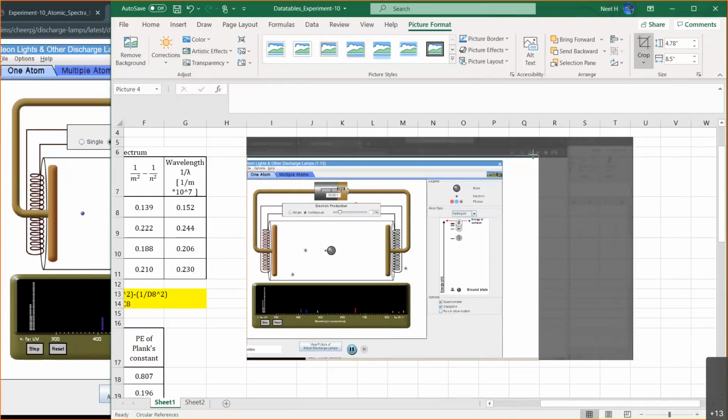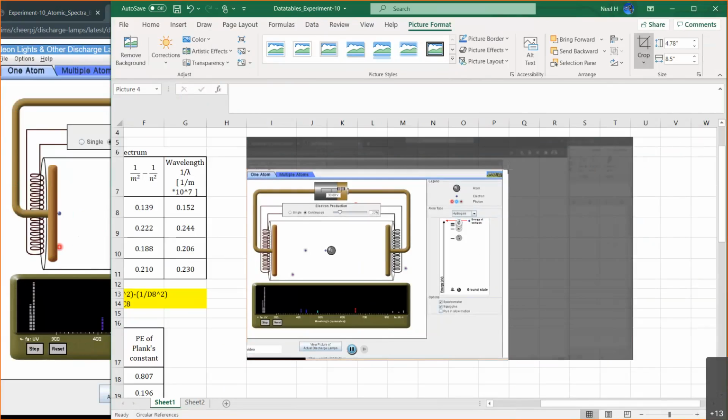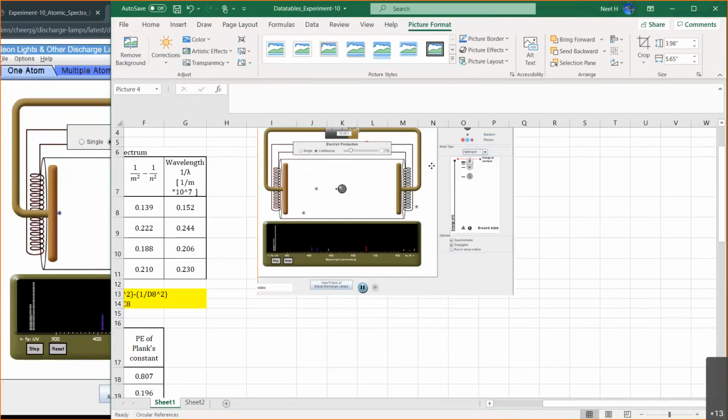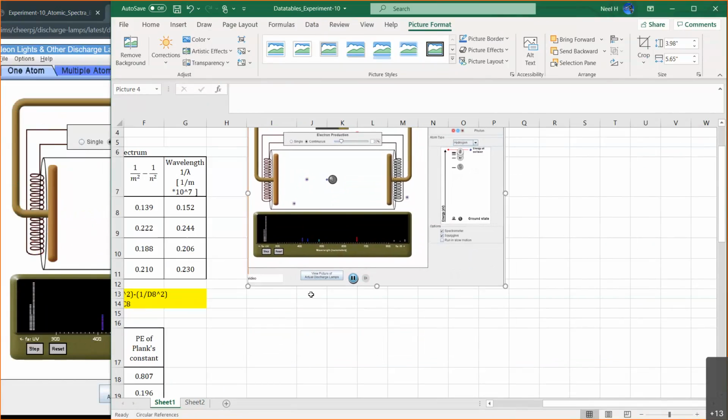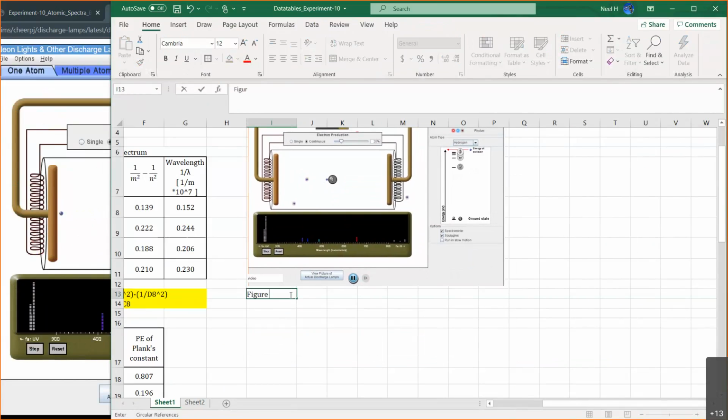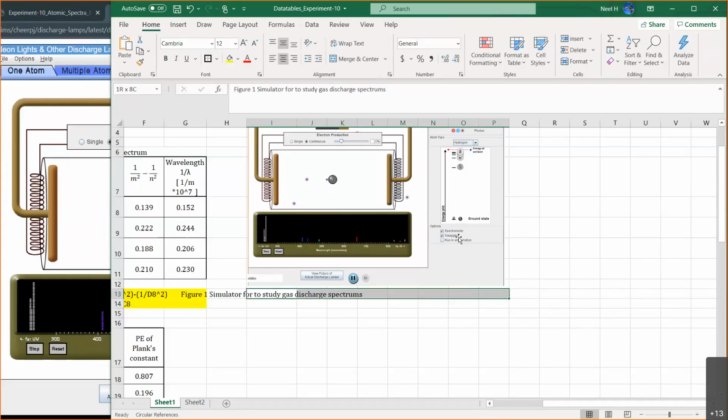Okay, so let's get rid of all of these. We don't need that. We just need only this part. The rest we can keep visible. I'm going to name this Figure 1, but that should be in your procedure section, right? Simulator to study gas discharge spectrums.